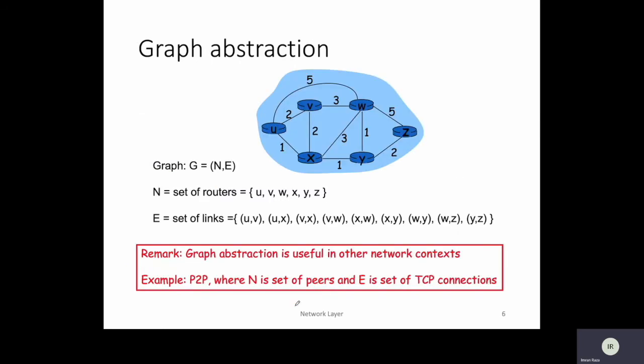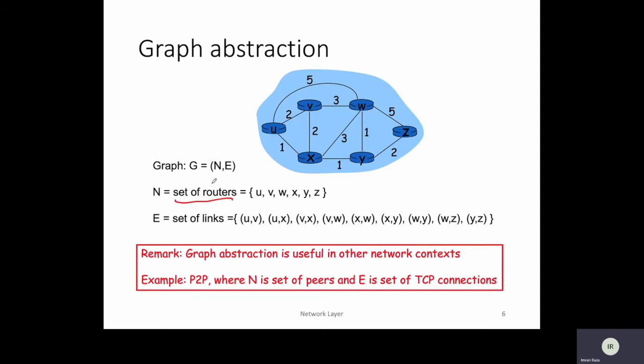Okay, so before discussing any routing algorithm, let's talk about the graph abstraction, because we'll be using this graph abstraction to understand the working of a routing algorithm. In this graph abstraction, we have a representation of graph G in terms of a number of nodes and edges, where in our scenario, these nodes are representing a set of routers. For example, this U, V, X, W, Y, Z, these are all routers, right?